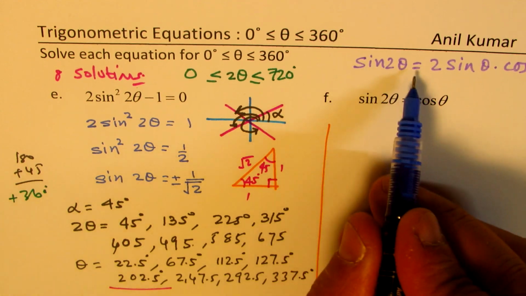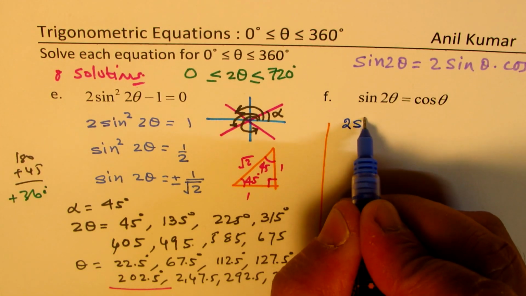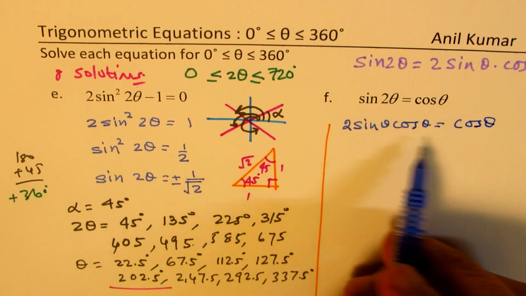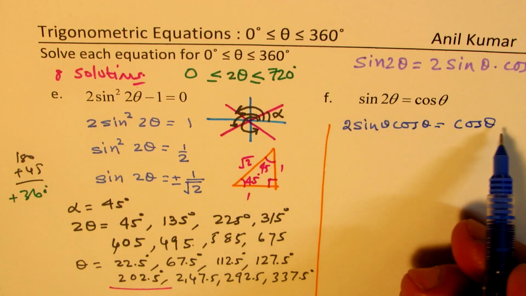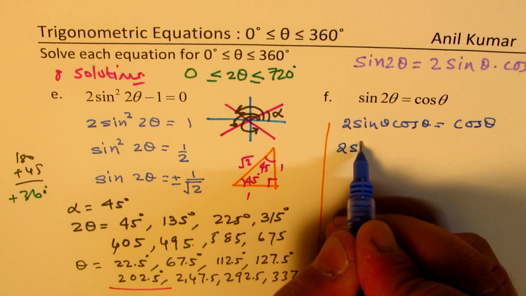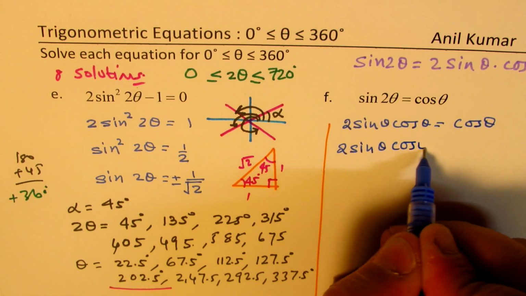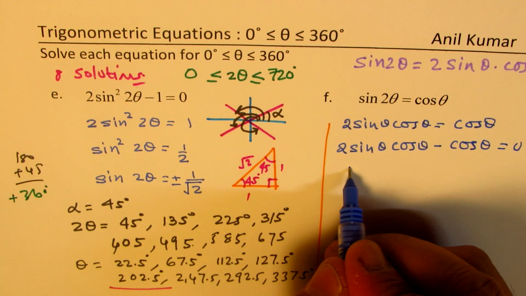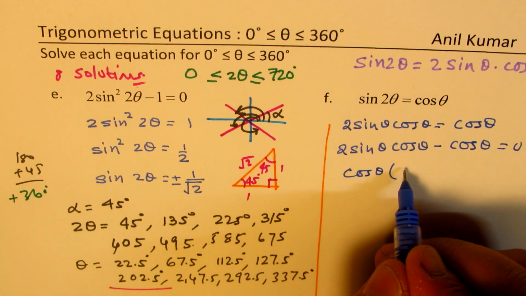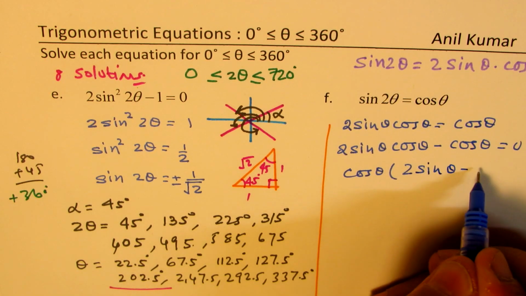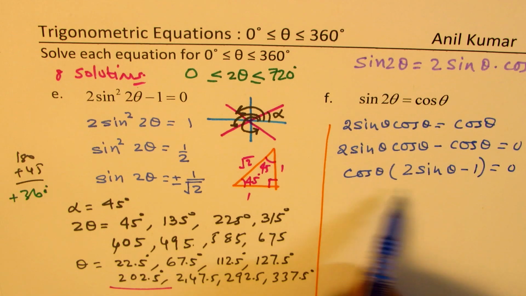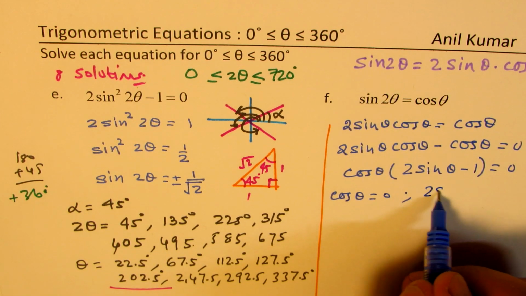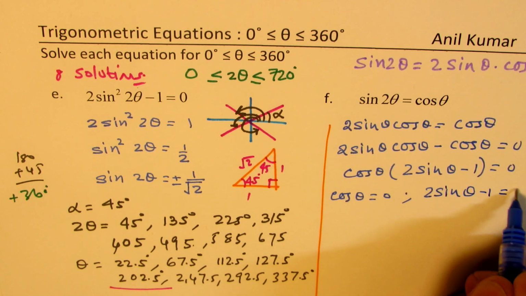So as I said, sine 2 theta is basically 2 sine theta cos theta equals cos theta. Now at this stage, do not cancel cos theta. Bring them together. So we have 2 sine theta cos theta minus cos theta equals 0. Factor cos theta. So we get cos theta as a common factor. We get 2 sine theta minus 1 equals 0. Now that means cos theta equals 0 and also 2 sine theta minus 1 equals 0.